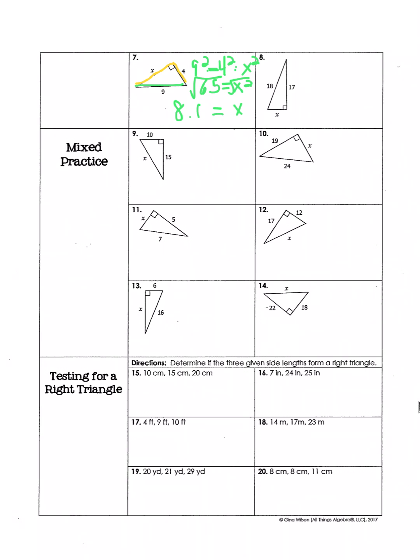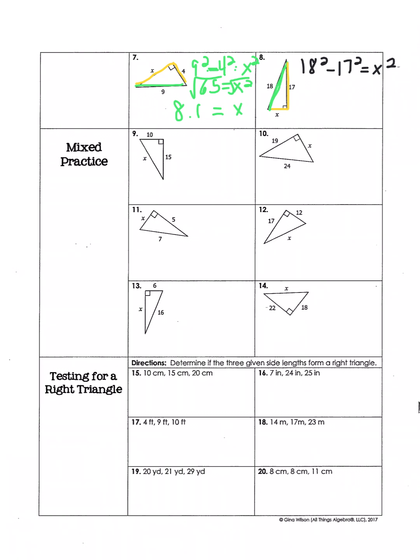Same thing with number 8. My hypotenuse is 18, that's my longest side. My two shorter sides are 17 and x. So I'm going to do 18 squared minus 17 squared equals x squared.